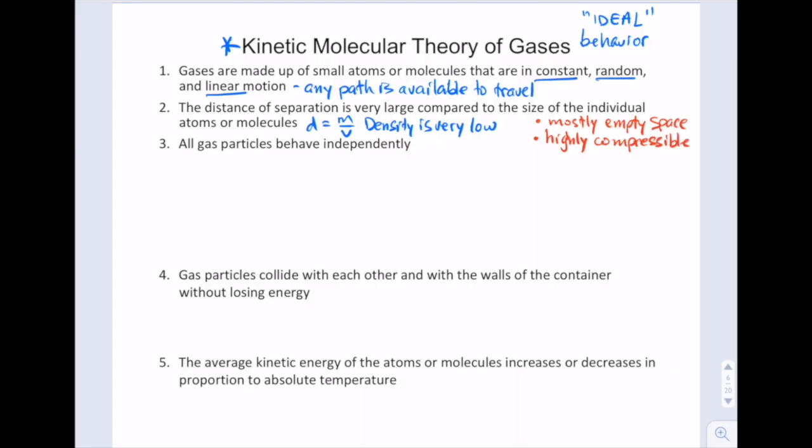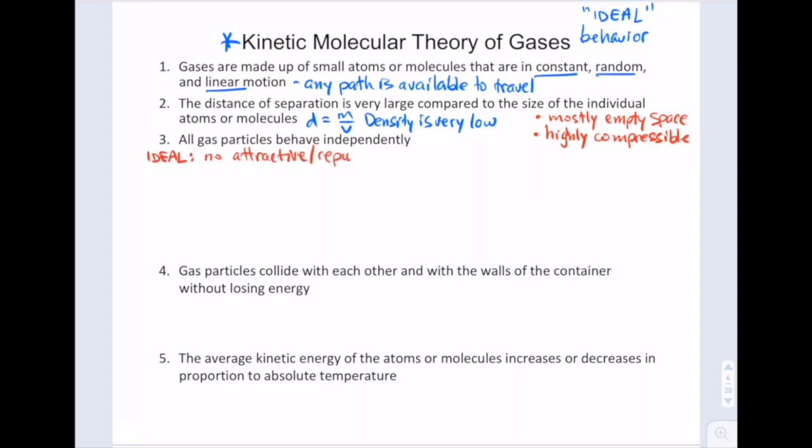Now, the third assumption is that all gas particles behave independently. That means, ideally, there would be no attractive or repulsive forces between particles. Now, most of these assumptions are fairly reasonable. Molecules of gas particles are very, very far apart. In other words, the density is very low. There's mostly empty space in a volume of gas. So that means that assumption one is fairly reasonable. If a molecule is on a particular path, it's very unlikely to come across any other molecule on a different path for it to be influenced by. So 1 and 2 seem pretty reasonable.